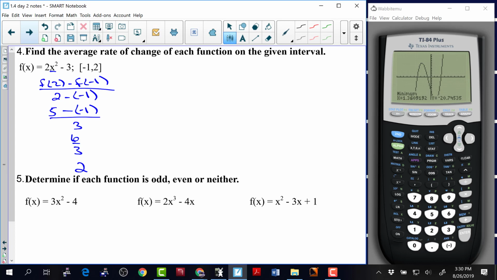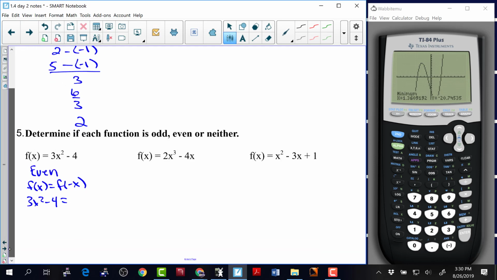Determine if each function is odd, even, or neither. This is an even function. And we've got to show that f of x is equal to f of negative x. So 3x squared minus 4 is equal to 3 times negative x squared minus 4. And that's equal to 3x squared minus 4.